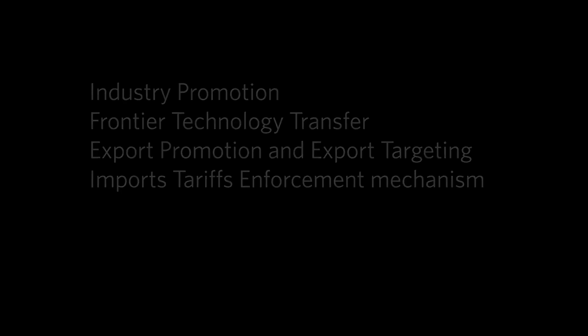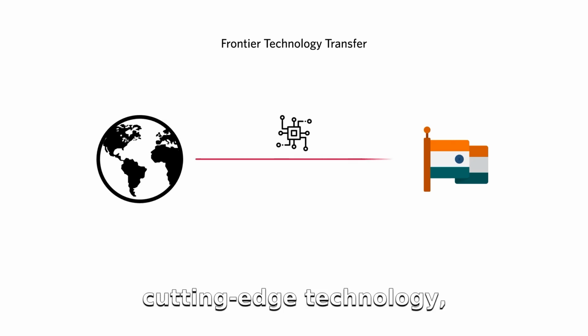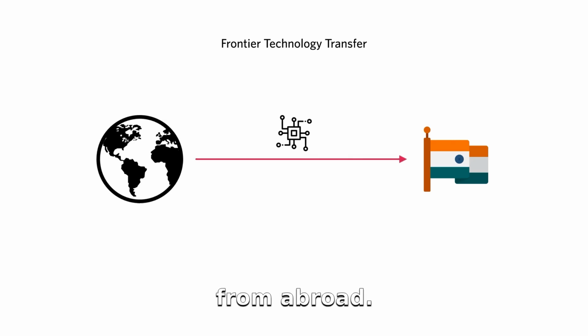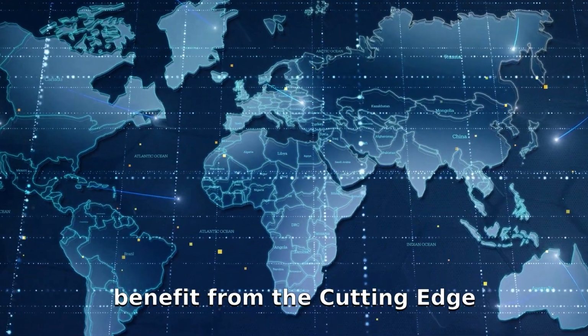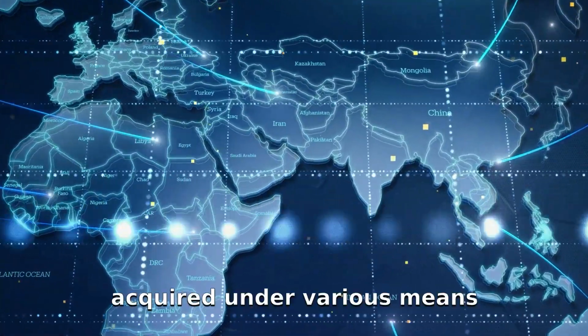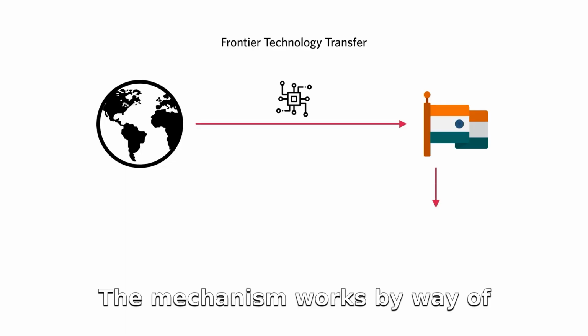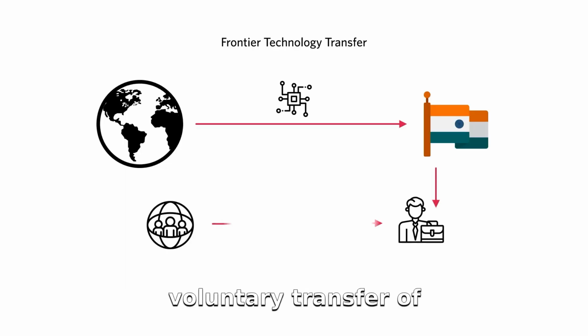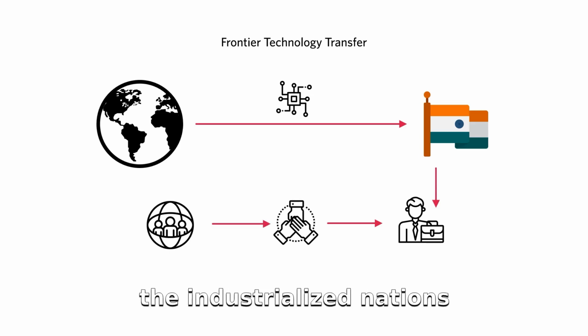Second, frontier technology transfer. This mechanism enables India to acquire frontier technology, meaning cutting-edge technology, across various industries from abroad. The final goods heavy industries in India will benefit from the cutting-edge technology that can be acquired under various means and methods. The mechanism works by way of the government promoting a voluntary transfer of frontier technology from the global corporations based in the industrialized nations to Indian manufacturers.